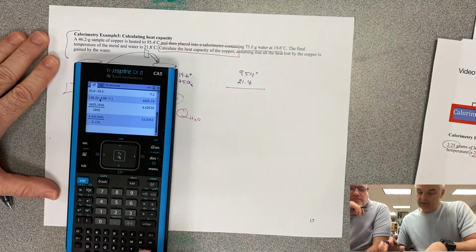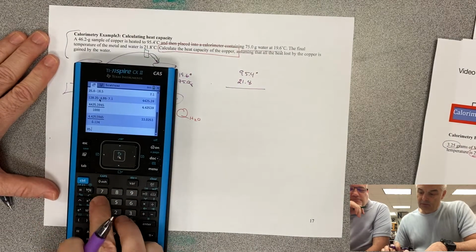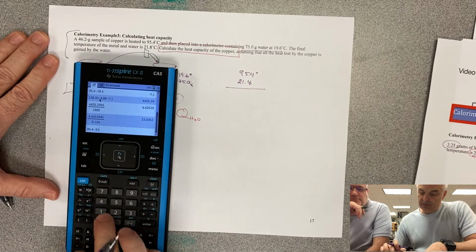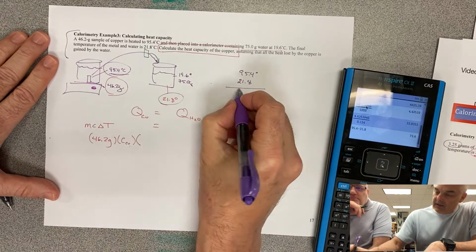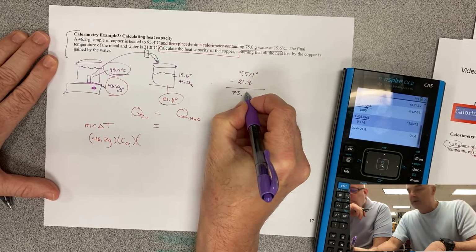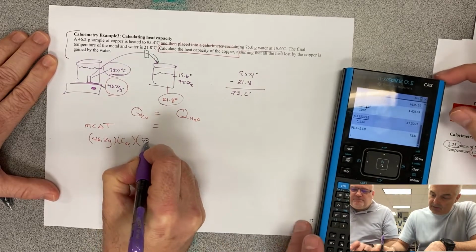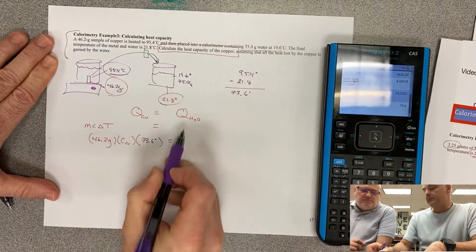Getting used to this type of calculator. 95.4 minus 21.8 gives me an interesting number. So I subtracted these, that's 73.6 degrees. So 73.6 degrees. And then we'll do the same thing for the water.